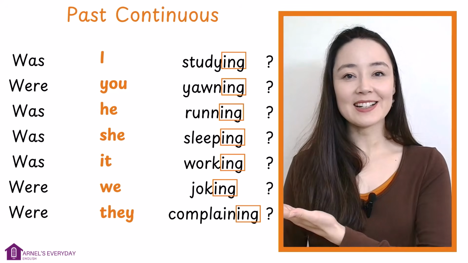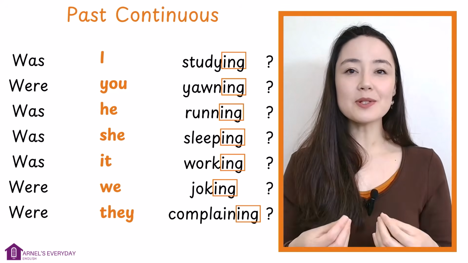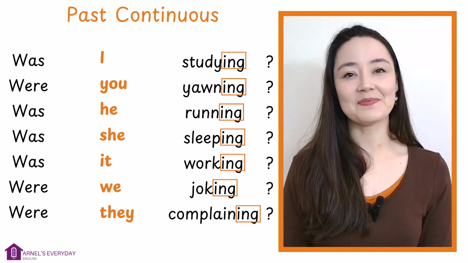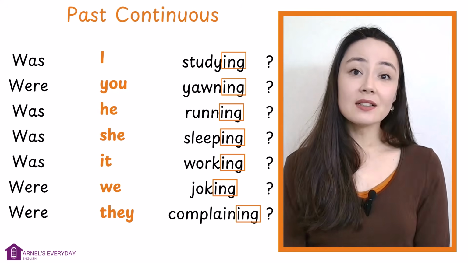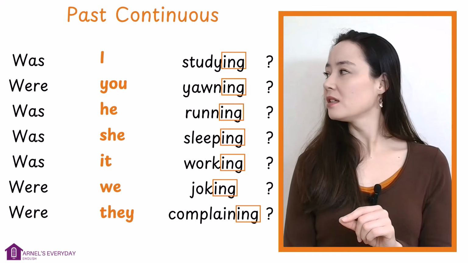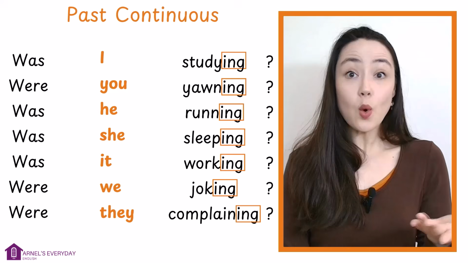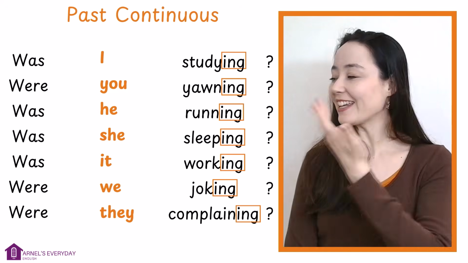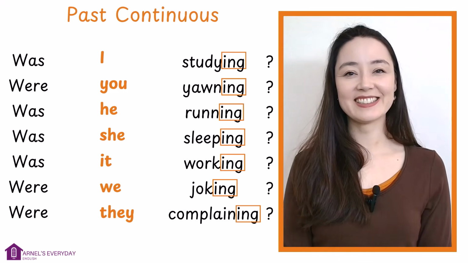Let's move on to the question form. Simple, right? Was, were, plus subject, verb-ing. Was I studying? Were you yawning? Was he running? Was she sleeping? And you know the rest.